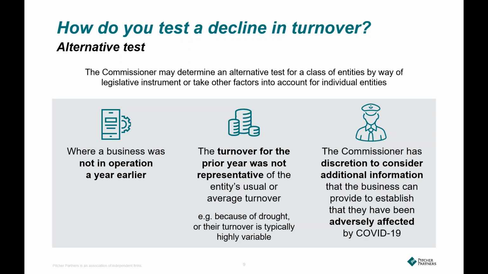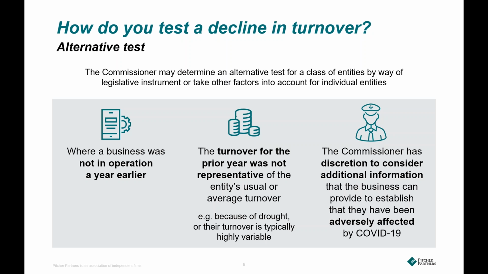Another example is where the turnover for the prior year may not be representative of that entity's usual or average turnover because, for example, of the drought, the bushfires, or the fact that their turnover is typically highly variable. So the Commissioner has a discretion to consider additional information that the business can provide to establish whether they have been adversely affected by COVID-19. At the moment, our understanding is that the ATO is in the process of preparing the legislative determinations that will be issued for specific classes of entities.